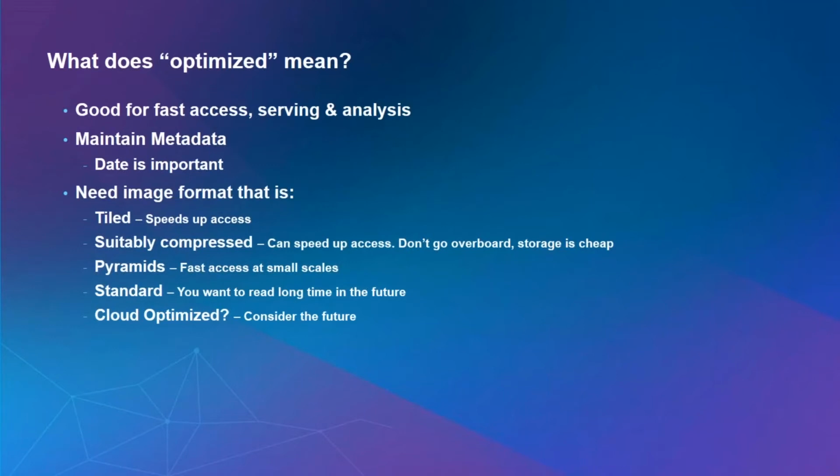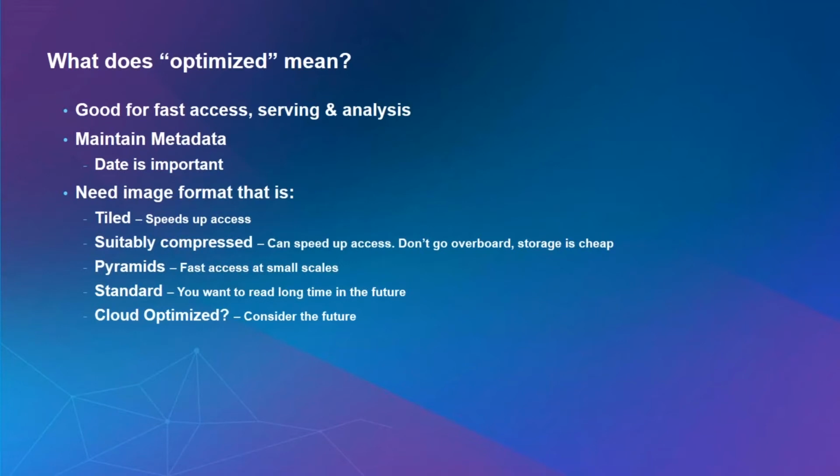The next thing is to ensure there are pyramids. Pyramids are really reduced resolution data sets of the same image, and these ensure that you have fast access to the imagery at small scale. So when you zoom out, I don't want to necessarily read the high resolution data. You want to have a format which is standard. Obviously, this is imagery that you want to keep for many, many years, so you need to make sure it's a standard format.